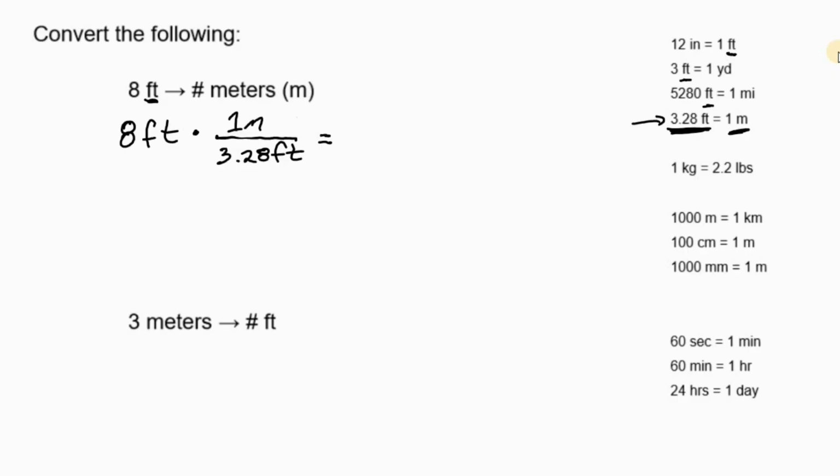But what happens here? This is 8 feet. We could just put a division of 1 over here. The feet will cancel each other out, leaving us with meters. And that's exactly what we're trying to do.